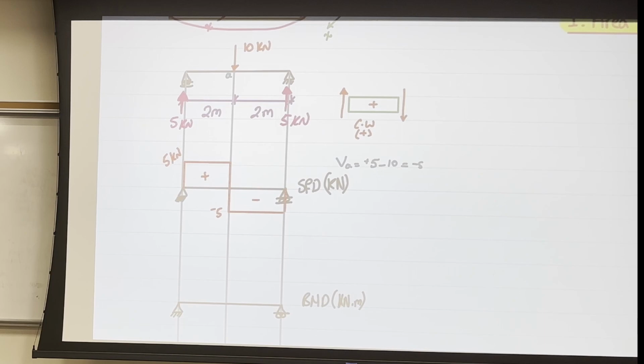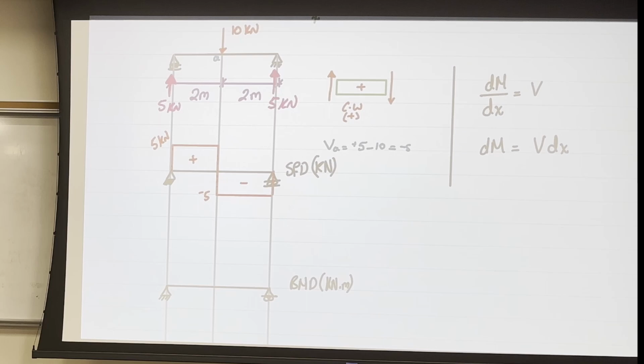Using our understanding of the previous lesson, we already said that dM, let me put it here. You know that if we take the derivative of the moment, we're going to get the shear, right? So let me put the dx up. So dM is equal to V dx. Whenever you see d, that means we want to take the integration. So let me take the integration of dM and the integration of V dx, okay?